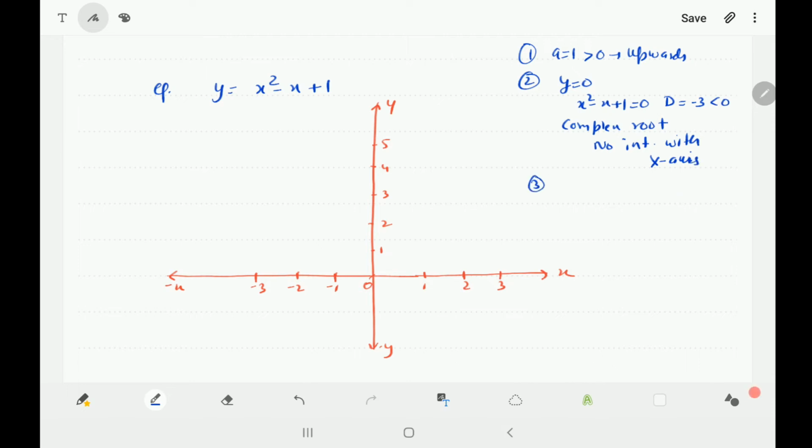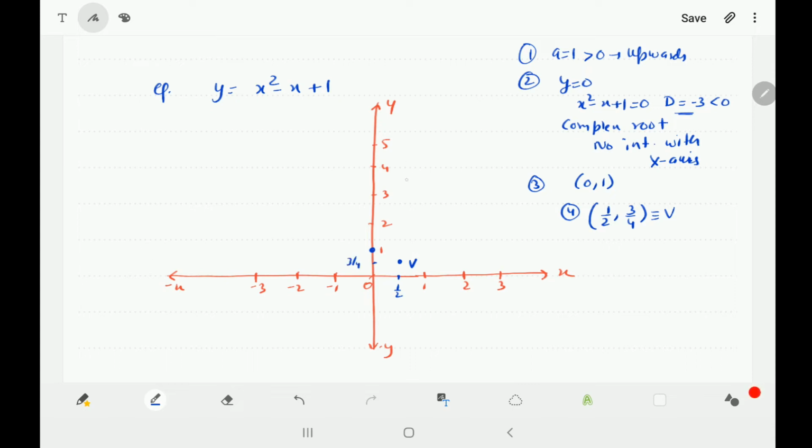The third point was the intersection with the y-axis. If you put x equal to 0, you will get y as 1, so it will intersect the y-axis at the point (0, 1). Now about the vertex. The vertex is the fourth point, which is minus b by 2a, which is half, and minus D by 4a. D we have calculated as minus 3, so minus D by 4a is 3 by 4. So the vertex is at the point (1/2, 3/4). So we mark the vertex at this point, which will be (half, 3/4).